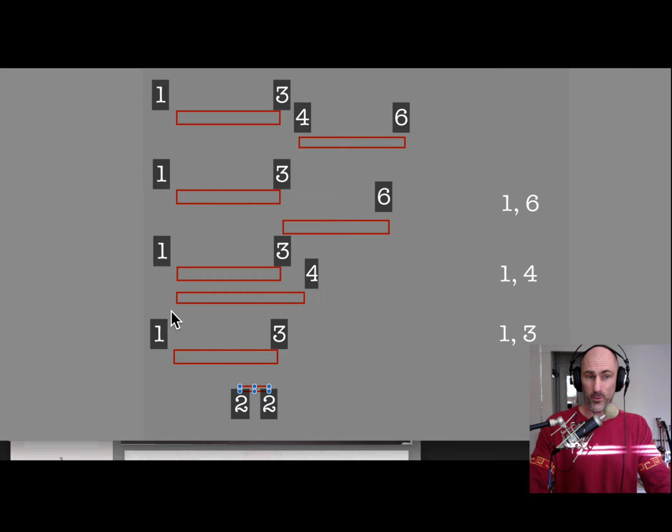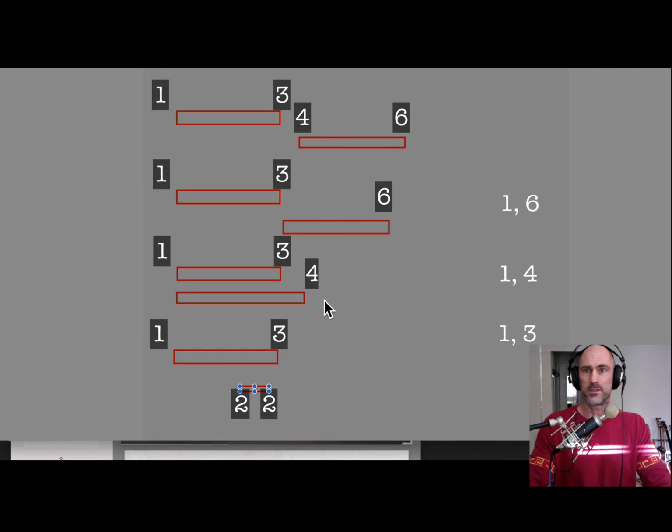Now, for the fourth example, [1, 3] and [2, 2]. Now, we can have an interval with a 0 width. 1 starts before the second interval. The second interval starts after the first interval's start. And the second interval's end ends before the first interval's end. So in this case, we just get rid of the second interval and use [1, 3]. We use the start from interval 1 and the end from interval 1.